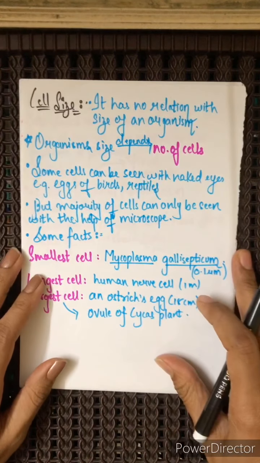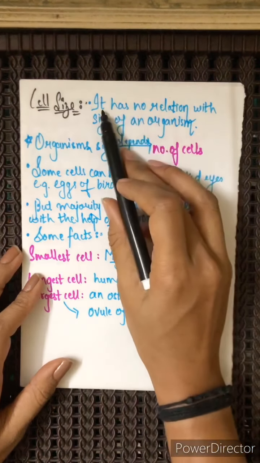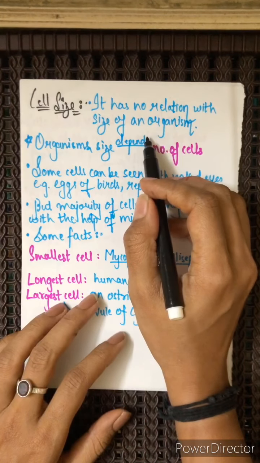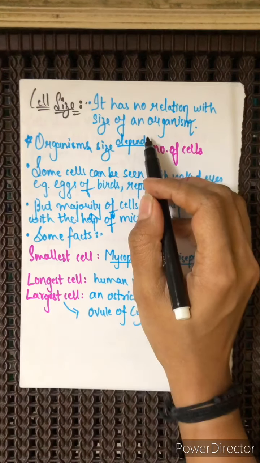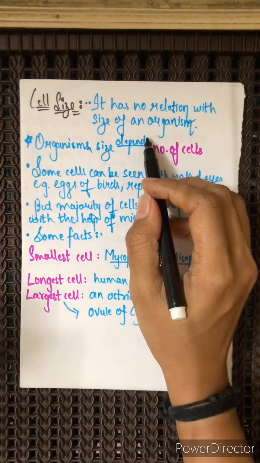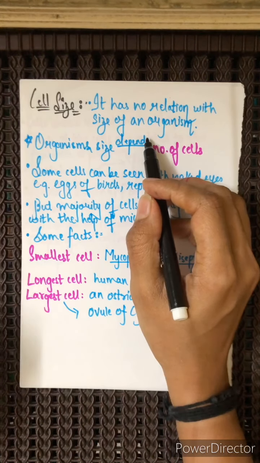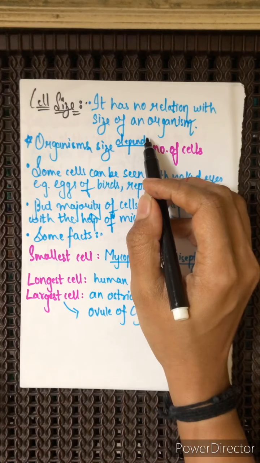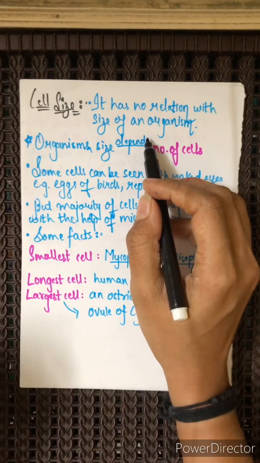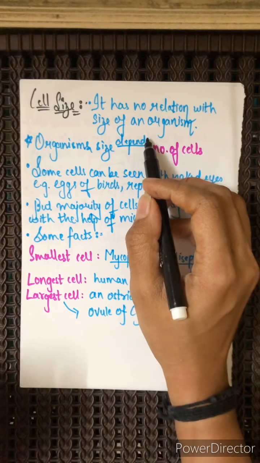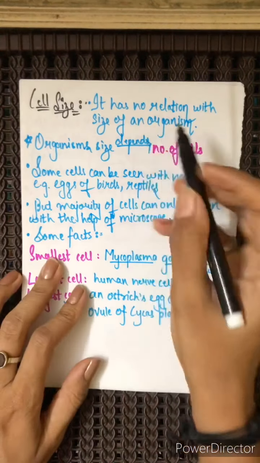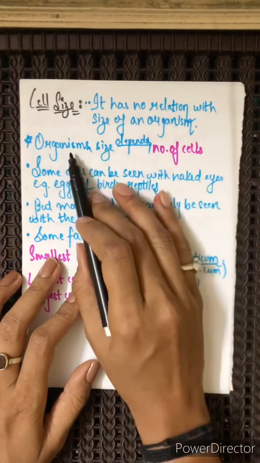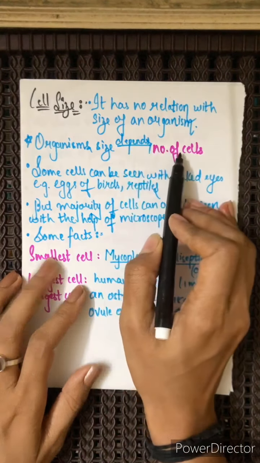If we talk about the cell size, it has no relation with the size of the organism. For example, an elephant is really huge and an ant is very small, but that doesn't mean that the cell of the elephant will be larger in size and the cells of the ant will be smaller in size. No. So it has no relation with the size of the organism. Organism size depends on the number of cells.